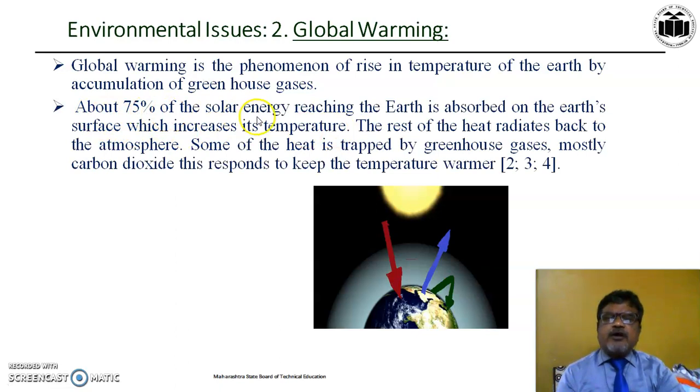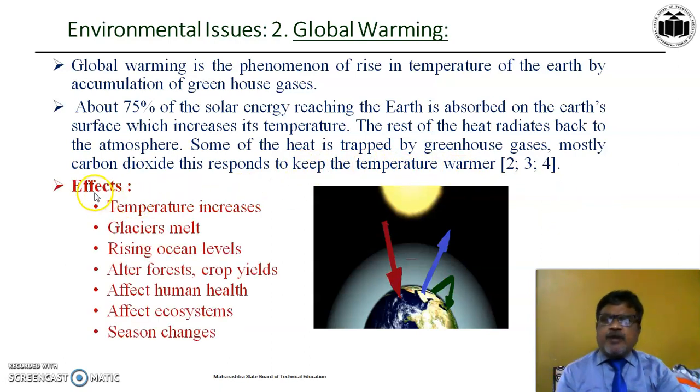About 75% of solar energy reaching the earth is absorbed on the earth's surface, which increases the temperature. The rest of the heat radiates back to the atmosphere. Some of the heat is trapped by greenhouse gases, mostly carbon dioxide, which keeps the temperature warmer. The effects of global warming are increase in temperature, melting of glaciers, rising ocean level, altered forest and crop yield, effects on human health, effects on ecosystem, and seasonal changes.